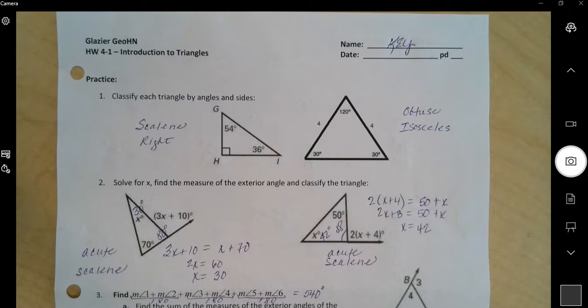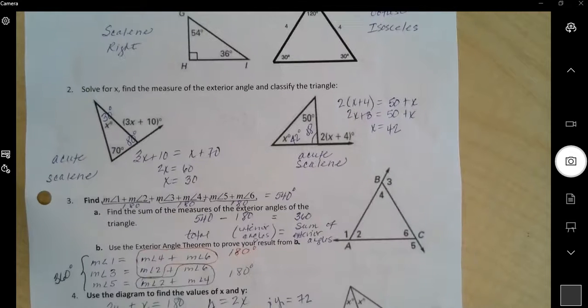Classifying the triangle. All right, so we want to classify each of those triangles by angle and side. And we need to get used to using the vocabulary as much as we can. Talking about scalene, isosceles, and equilateral. We need to get used to talking about acute, obtuse, and right. So we have a scalene right and an obtuse isosceles triangle.